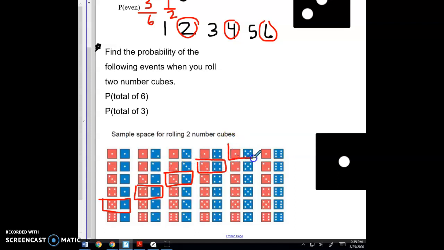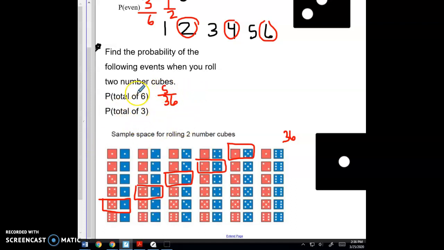All of these add up to equal 6, and that's 1, 2, 3, 4, 5 ways. 5 ways to get a total of 6. And all the ways to roll 2 dice, this is 36 ways. 36 total ways to roll 2 dice. So the probability that I get a total of 6 is 5 out of 36. It's not very likely. It's very rare.